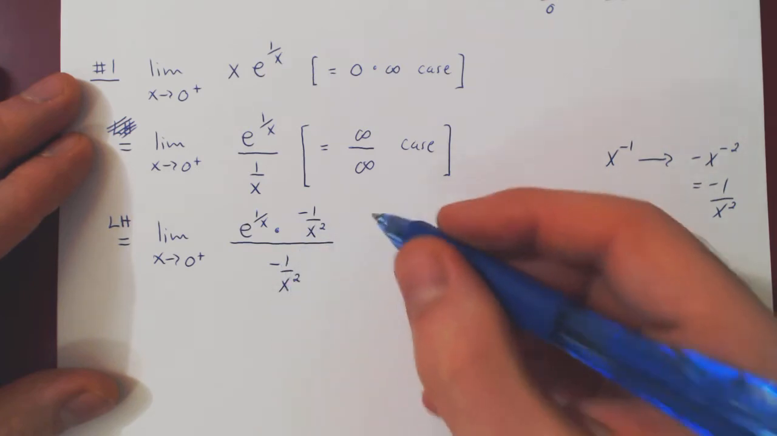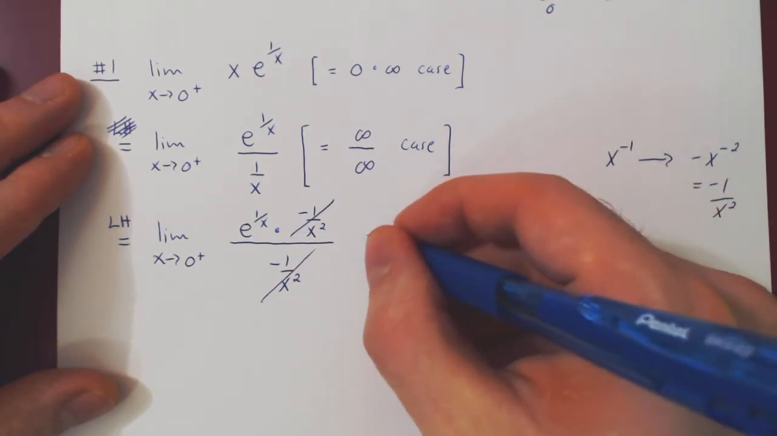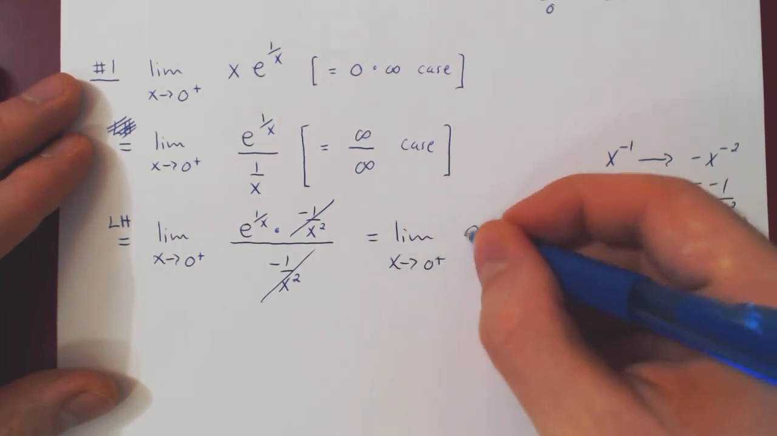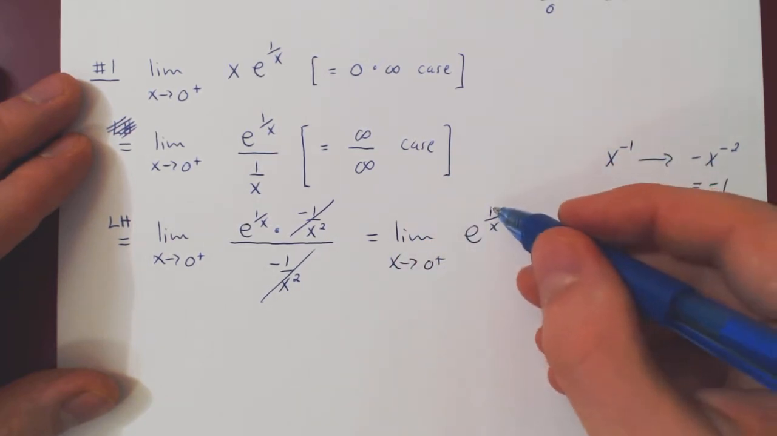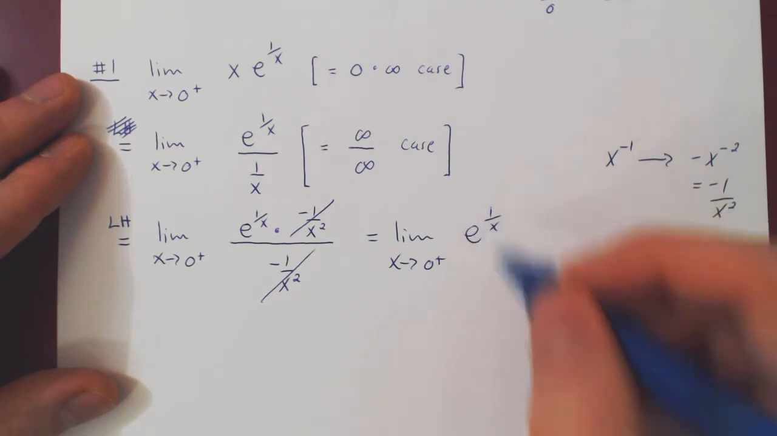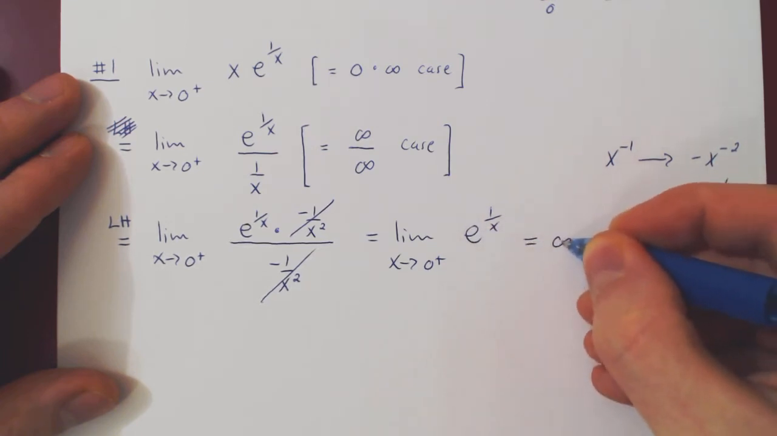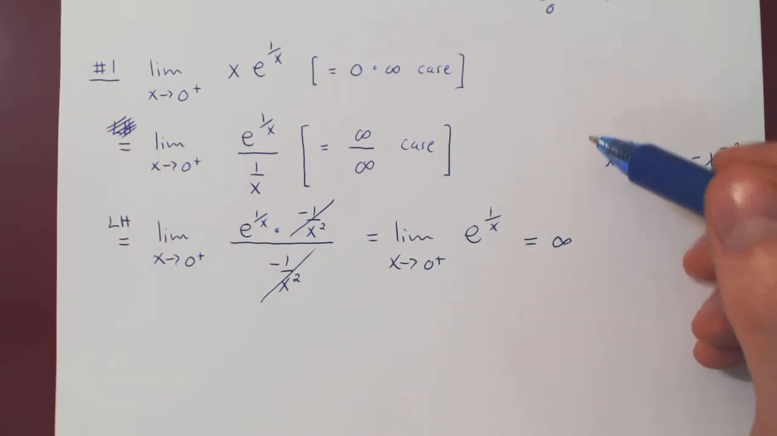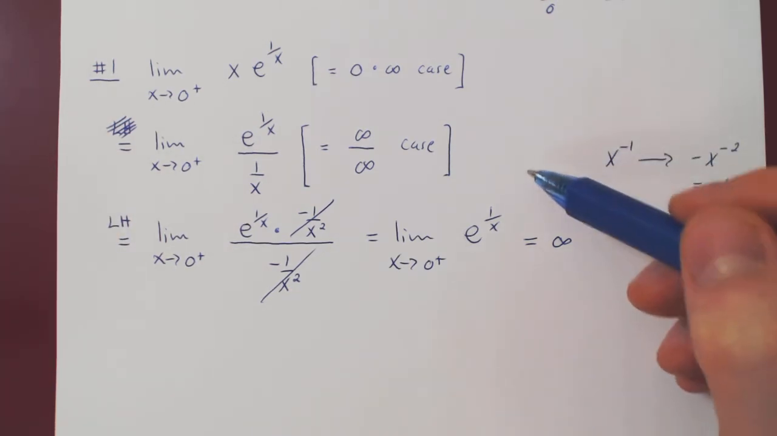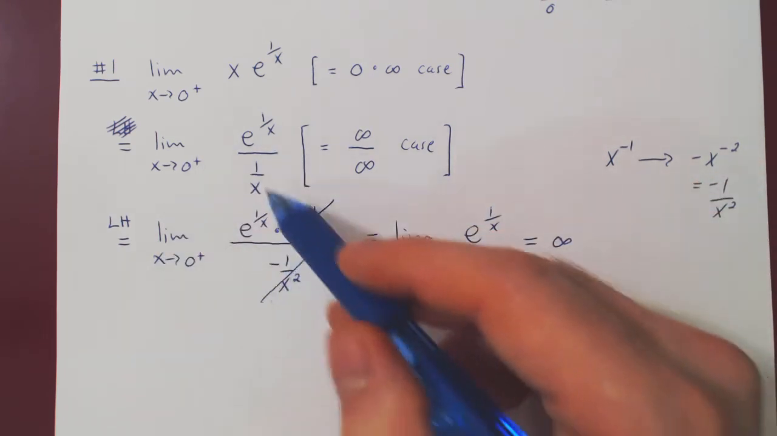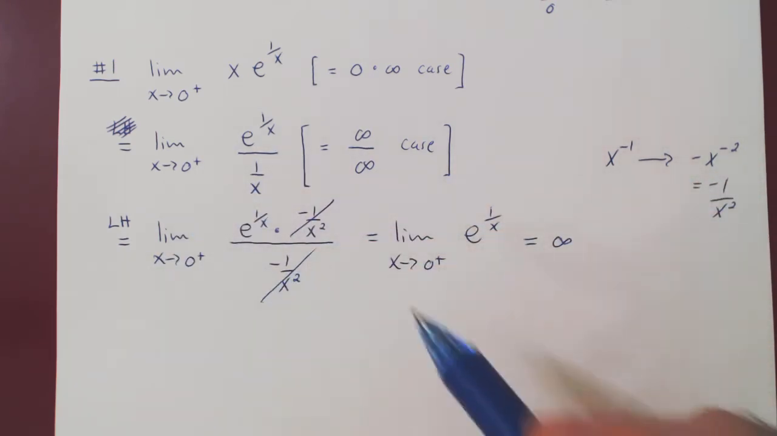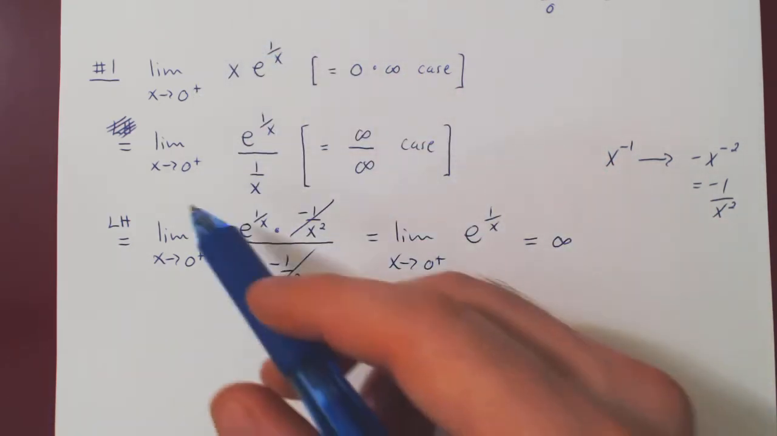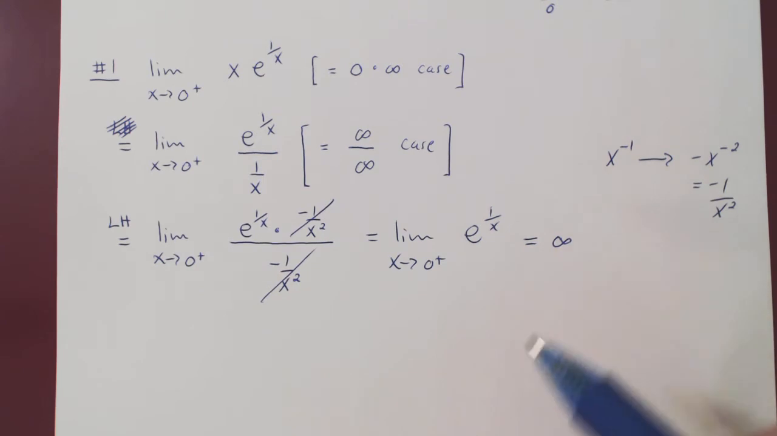A term over itself cancels to 1, and we're left with the limit as x goes to 0 from the right of e to the 1 over x. 1 over x goes to infinity, e to the infinity is infinity, and so the limit is infinite. Now, something is worth mentioning here. In our previous video we said that if the new limit from L'Hopital's rule exists, the original limit also exists and they're both equal. Now this limit does not exist, it blows up.